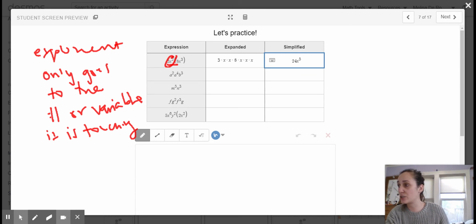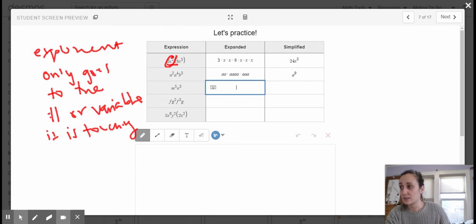I can do the next one too. A squared times a to the fourth. A squared is going to be a times a. A to the fourth is 1, 2, 3, 4 a's. A to the third is 1, 2, 3 a's, which means I'm multiplying a repeatedly. How many times? 1, 2, 3, 4, 5, 6, 7, 8, 9. A to the ninth power.